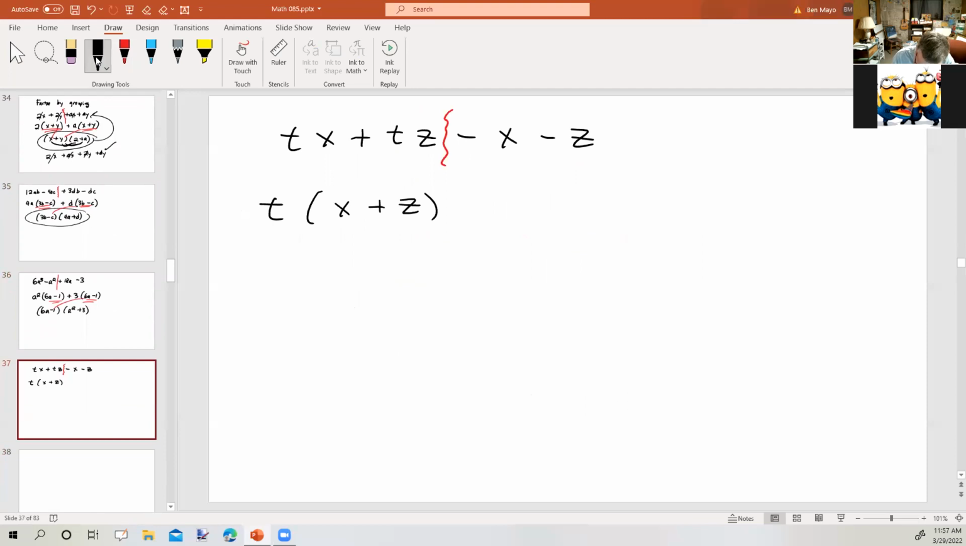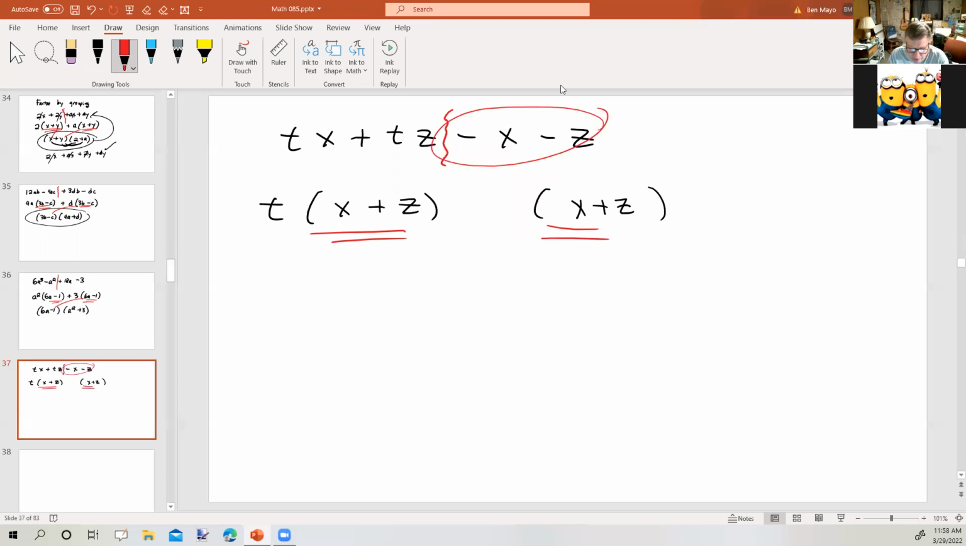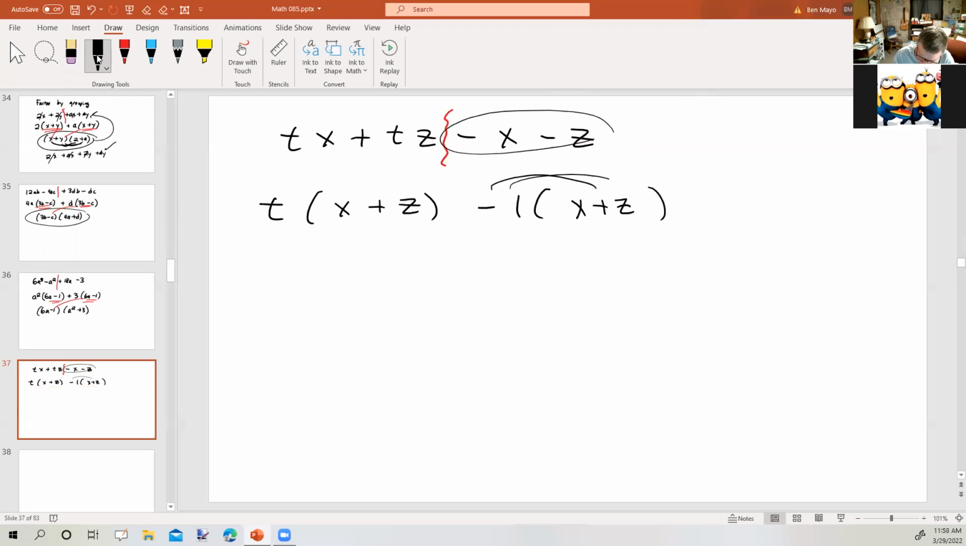So what has to happen here for this to work is these have to match. So rather than looking up here and saying, is it going to be a +1 or a -1 outside, I looked over here and said, I need to have these two quantities match. Now, how do I get that to happen? By taking out a -1. Because if I took out a +1, I'd get +x plus z, and that's not what I need. I need -x minus z. Okay. So now in the next step, I've got x plus z times t minus 1. Any questions there?